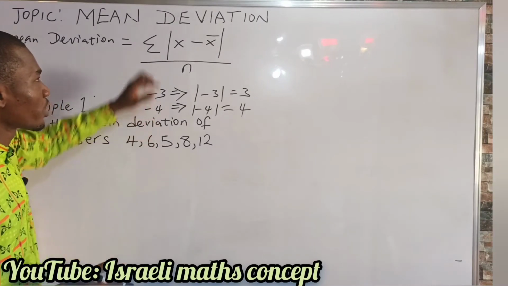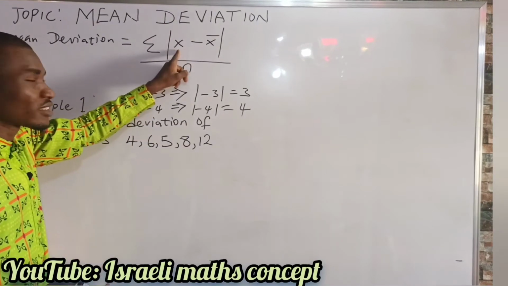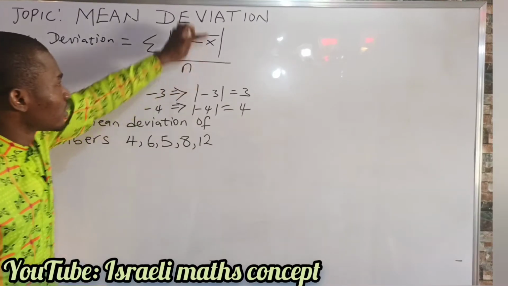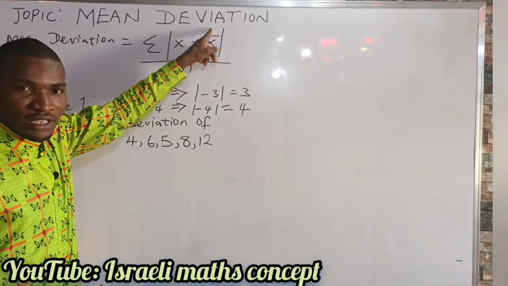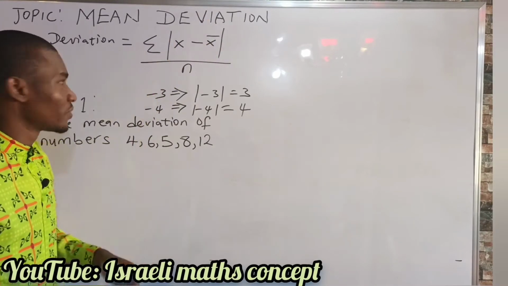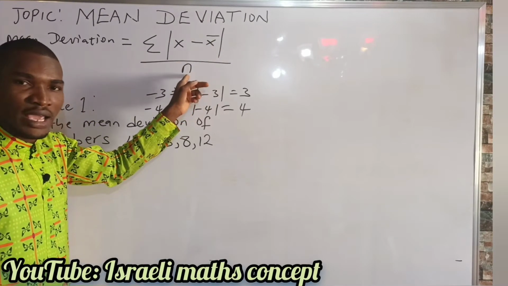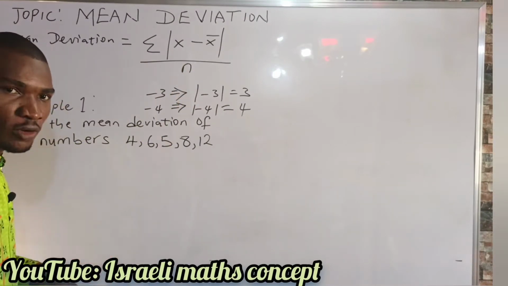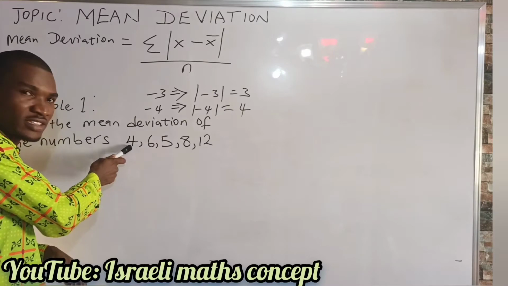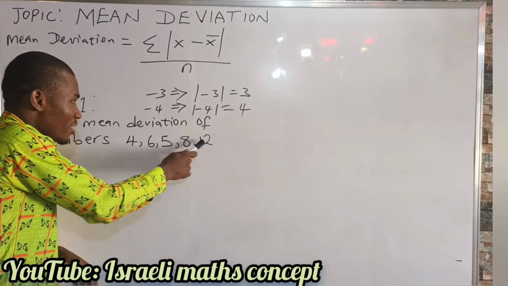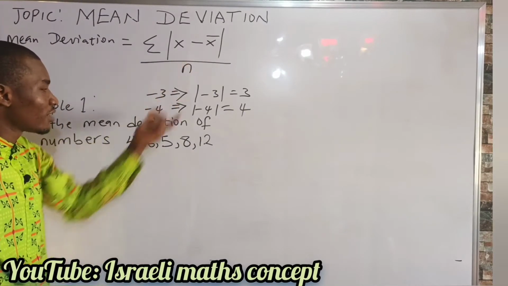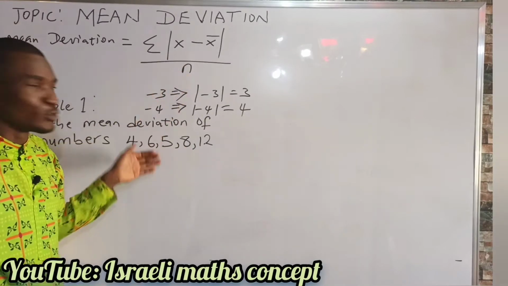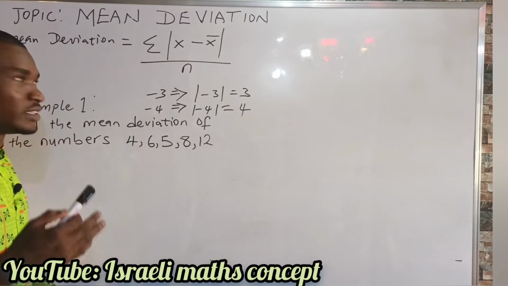Then the next parameter is x, and x stands for the scores we have in a given set of data. Then x bar simply stands for the mean, all over n. And n stands for the total number of values in a given set of data. For example, for these numbers, let's count: 1, 2, 3, 4, 5, and that is our n. So the n for this given set of numbers is 5.